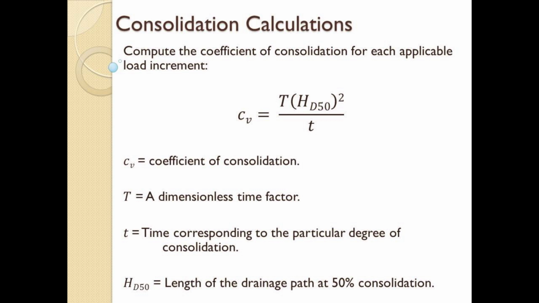To find the coefficient of consolidation, we utilize the listed equation. Cv is equal to T, the time factor, times the drainage path of the clay layer at 50% consolidation, all squared, divided by the corresponding time t. There are two established methods for finding t50 and d50: Casagrande's method, which utilizes log time, and Taylor's method, which utilizes square root of time. We must use these methods to solve the shown equation.